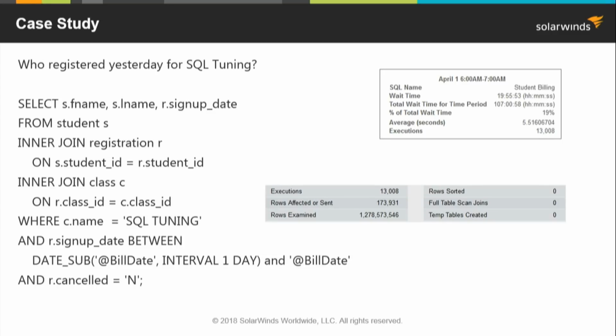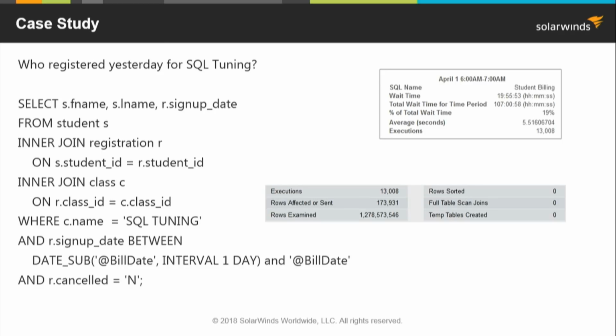It was a university. And what their business issue with this query was, they were trying to get their billing done. And they were asking the business question, who registered yesterday for classes? Now, I've changed it. I'm only looking for SQL tuning. But basically, it's the same thing. And they couldn't get it done. They actually called us because they couldn't figure out what was causing their billing cycles to slow down.